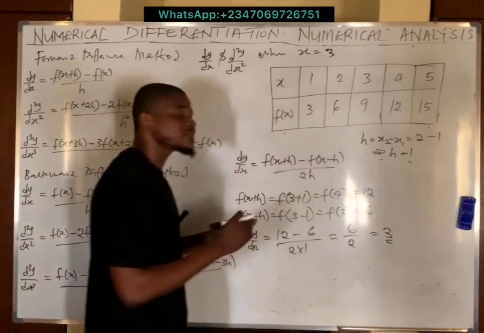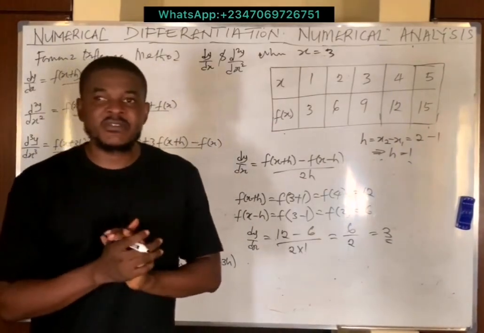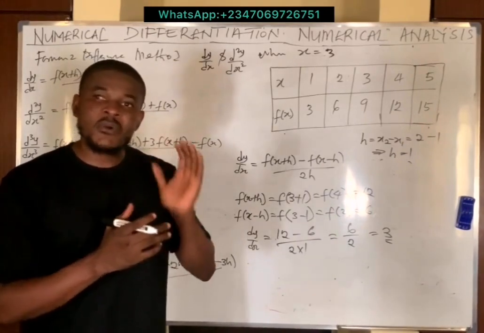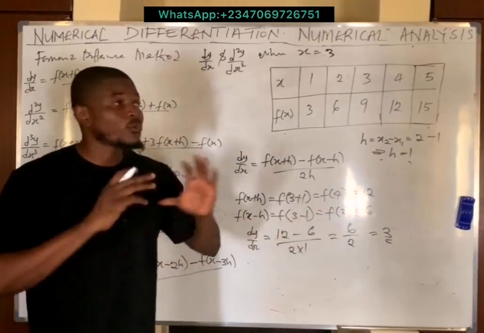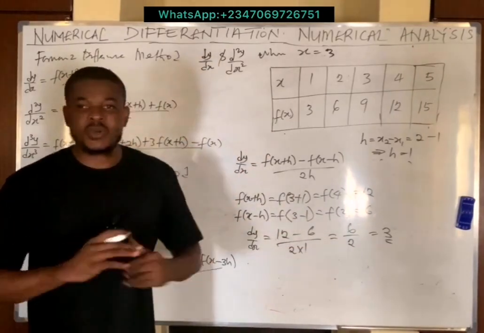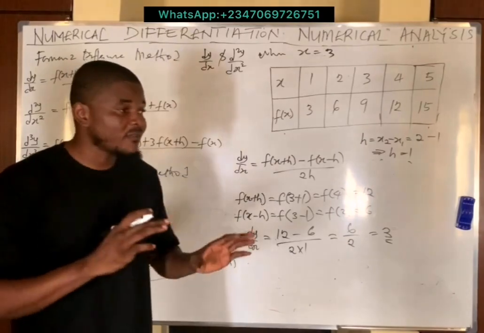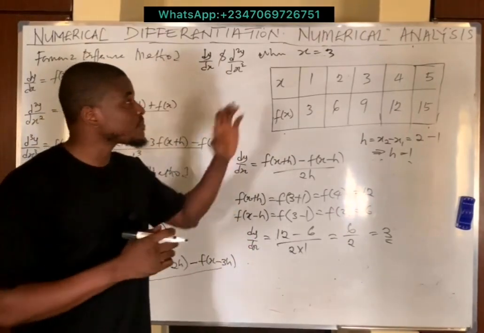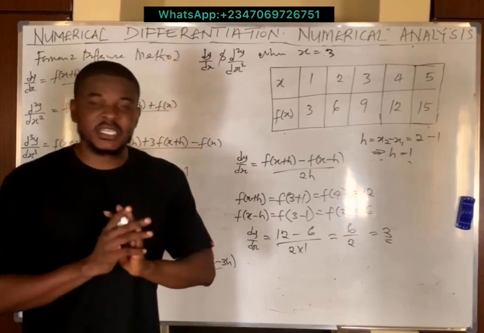And this division simply gives you what? 3. Now, if you observe, all the derivatives we've done so far have been the same. The first derivative using the backward difference method is 3. The first derivative using the forward difference method is also 3. Now using the central difference method is also 3, which means for this given table, we are very much correct. It means we are very much correct because the first derivatives are appearing to be what? The same. Even at different points, it is the same. Okay, so it means we are very much in order.